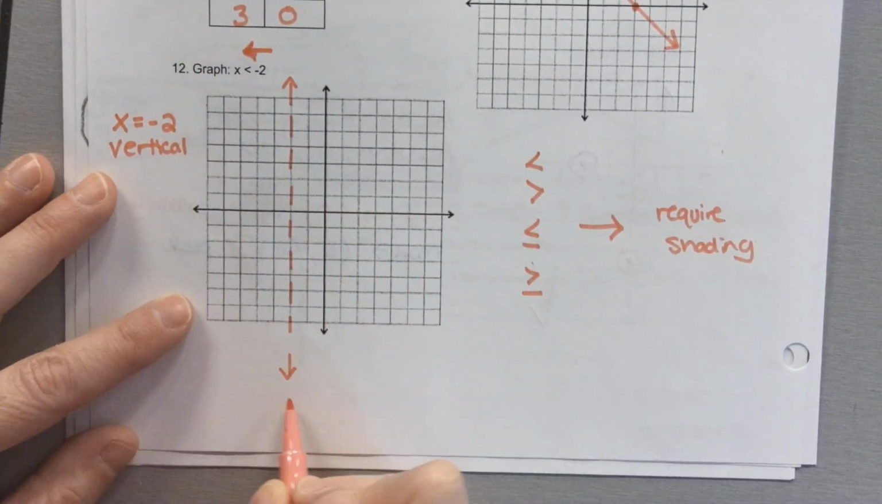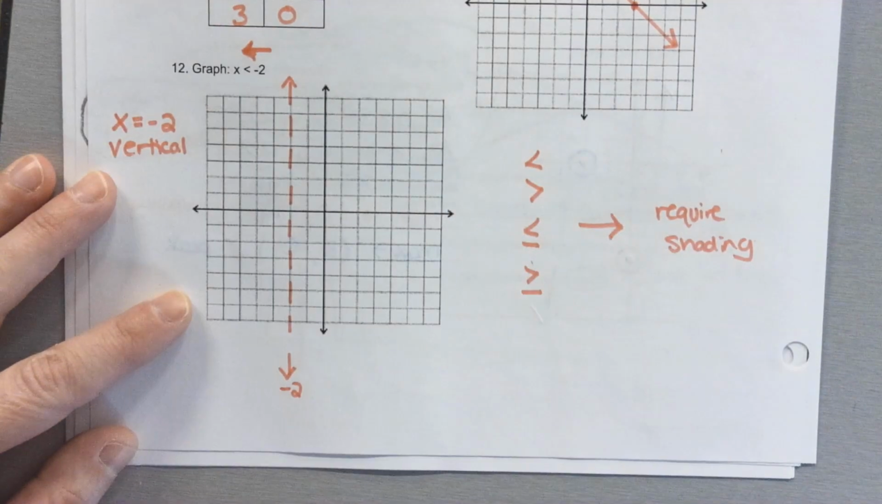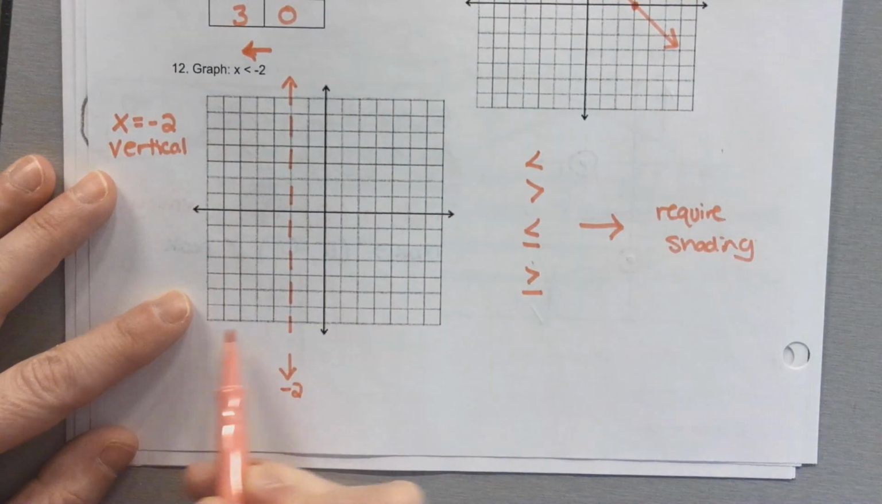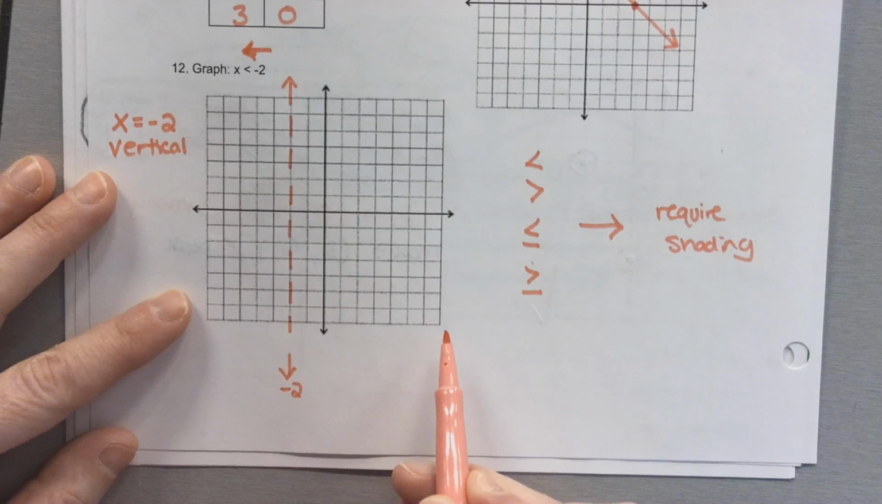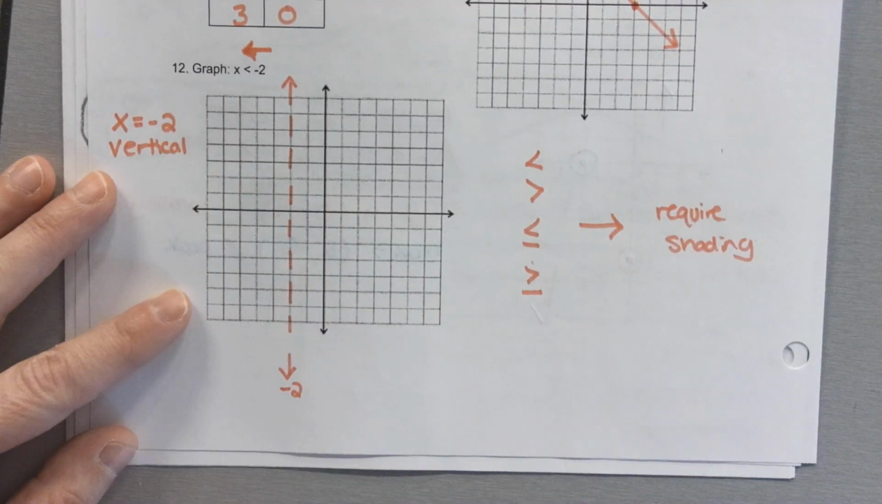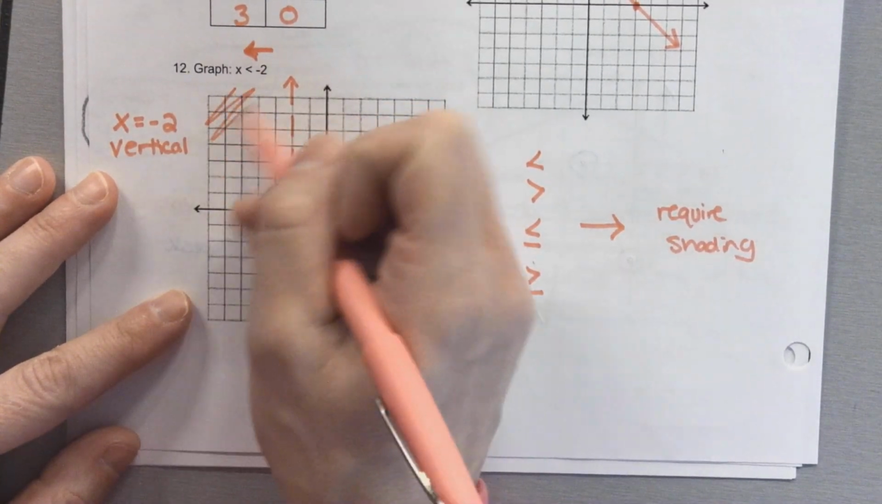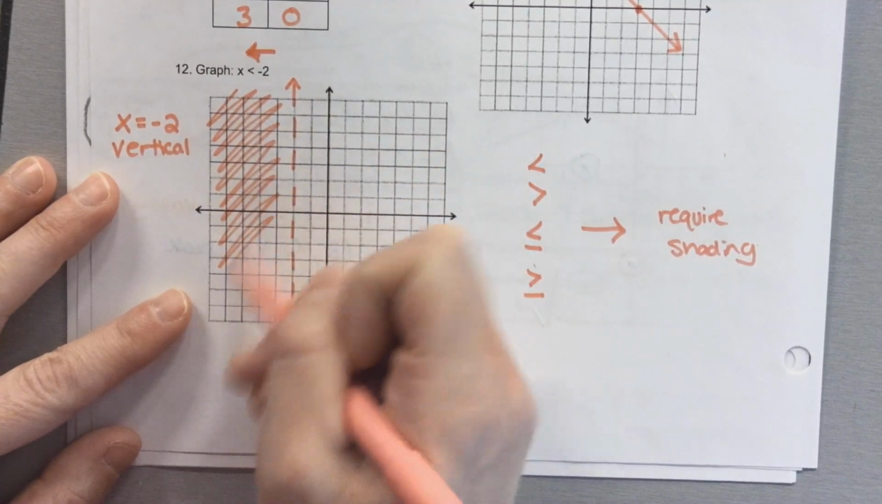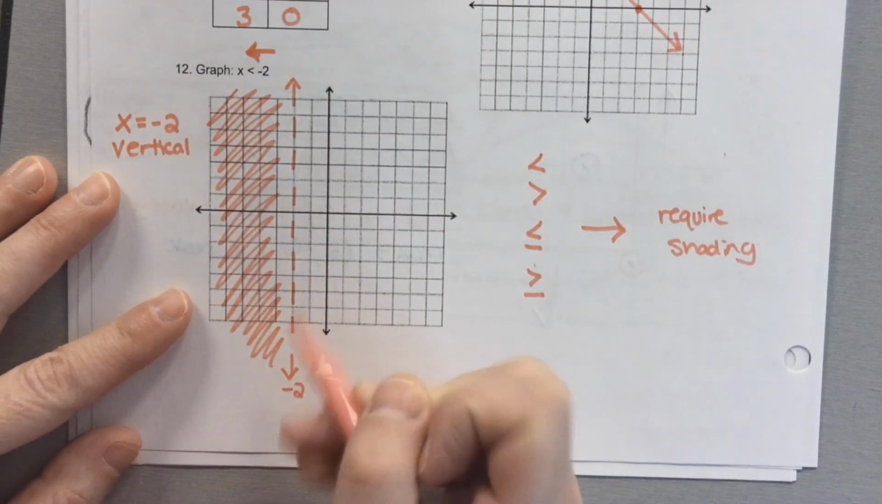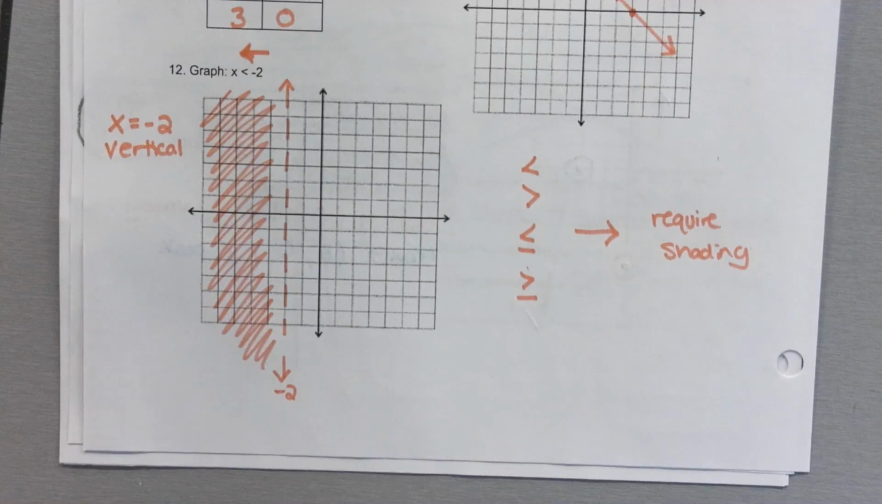So if you think about negative 2, negative 2 lives on this line. Are the smaller values this way or this way? To the left or to the right? To the left. So we're going to shade over there. Wait, how do you know it's vertical? If there's only an X, then it's vertical. If there's only a Y, then it's horizontal.